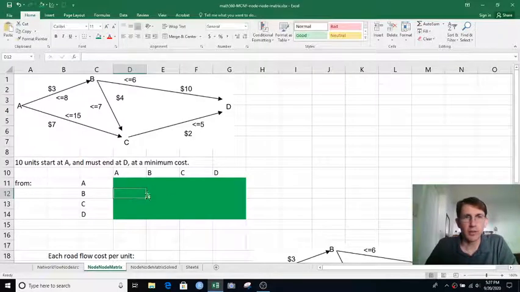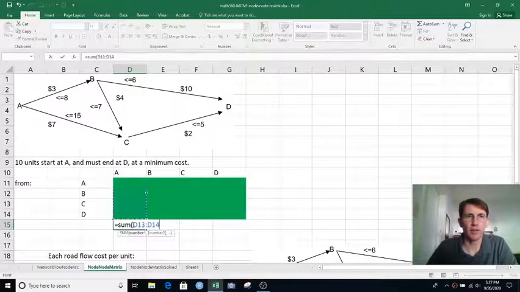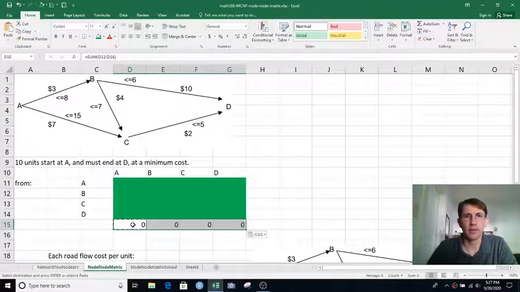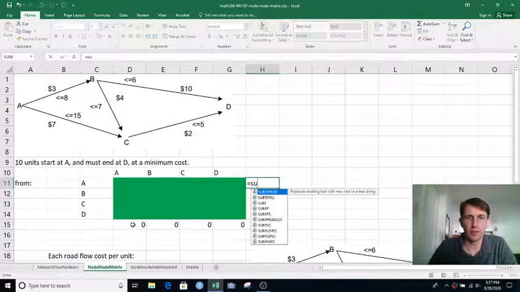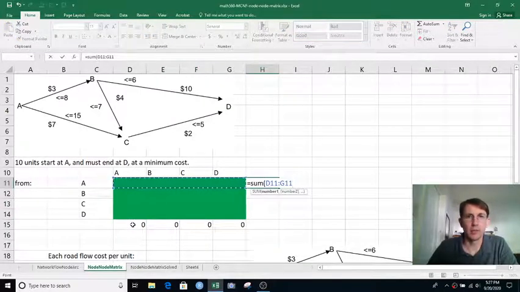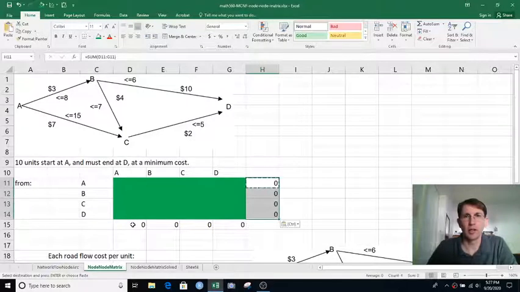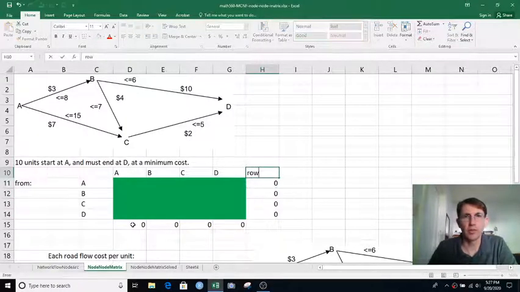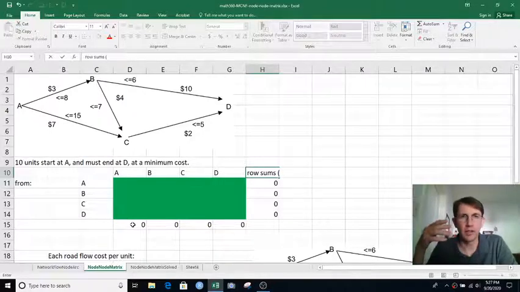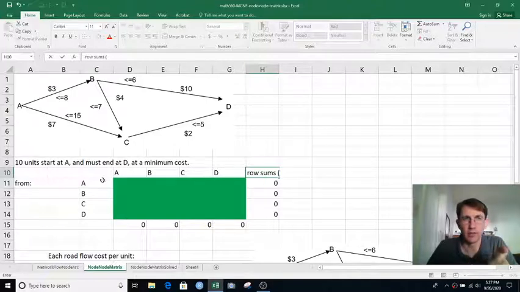So think about this idea for a sec. How am I going to enforce the flow balance constraints? Something about inflow and outflow. Let me suggest something here. Let me say take the sum of this column, and similarly for these other columns, and take the sum of this row, and similarly for the other rows. So these are row sums. Would you say they are inflow? Like, is this inflow to A or outflow? Well, it says from A, so that sounds like outflow.